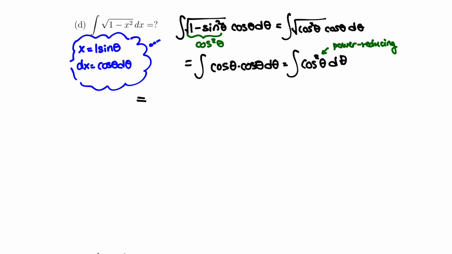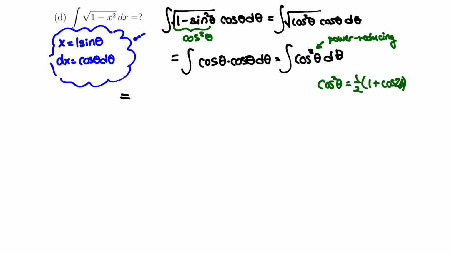Wait, what was that formula? Hunter, give me that formula again. Cosine squared is? Thank you. 1/2 times 1 plus cosine of 2 theta. Absolutely. Let's fix that.